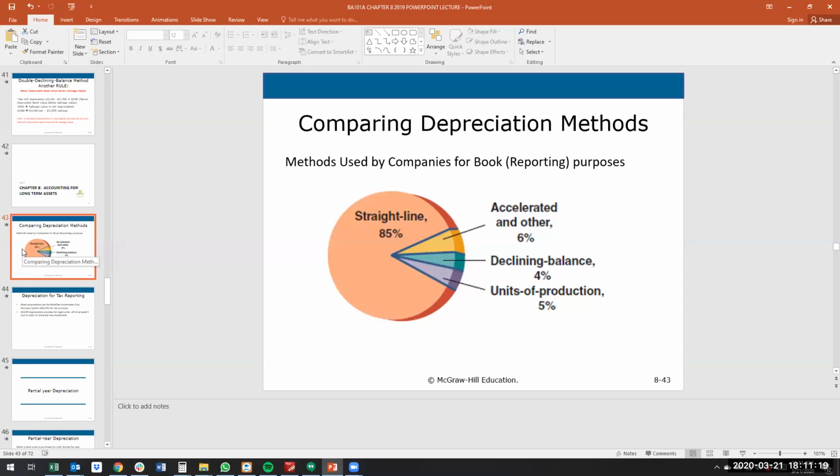Share screen 2. So here's a good chart. I'm not sure when this data was taken. Based on my experience, this seems pretty accurate to me. The vast majority of companies use the straight line method.